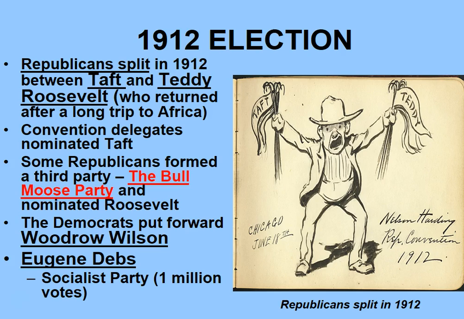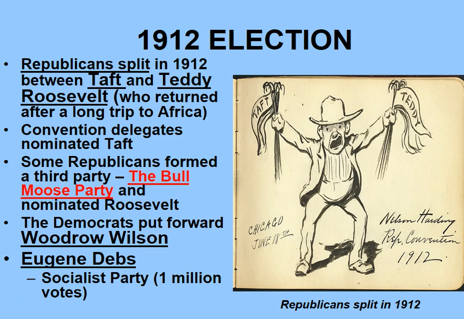Okay. So in the 1912 election, it's very interesting what happened. Republicans are going to be split in 1912 because Teddy Roosevelt is going to come back, and he's going to want to run again for a 3rd term as a Republican. Well, Taft was already the nominee, and so you had this fight in the Republican Party between Taft and Teddy Roosevelt. Who are we going to pick, Taft or Roosevelt? Well, we're split. And the convention delegates are going to nominate Taft. So Taft is going to be the Republican nominee.